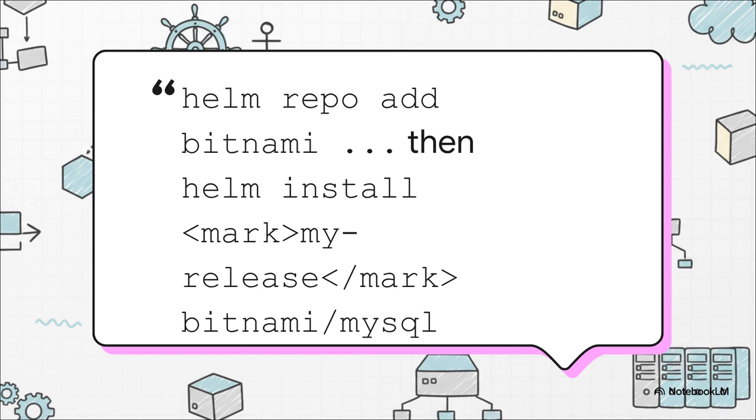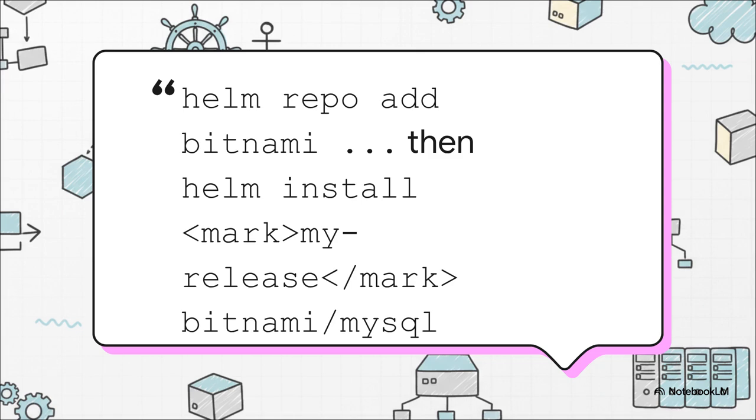This slide just shows you how incredibly simple that workflow is in practice. That first command adds the super popular Bitnami repository to your system. And the second command uses that repo to install a MySQL chart, creating a release named MyRelease. I mean, think about that. In just 2 lines, you get a fully functional MySQL database running in your Kubernetes cluster.